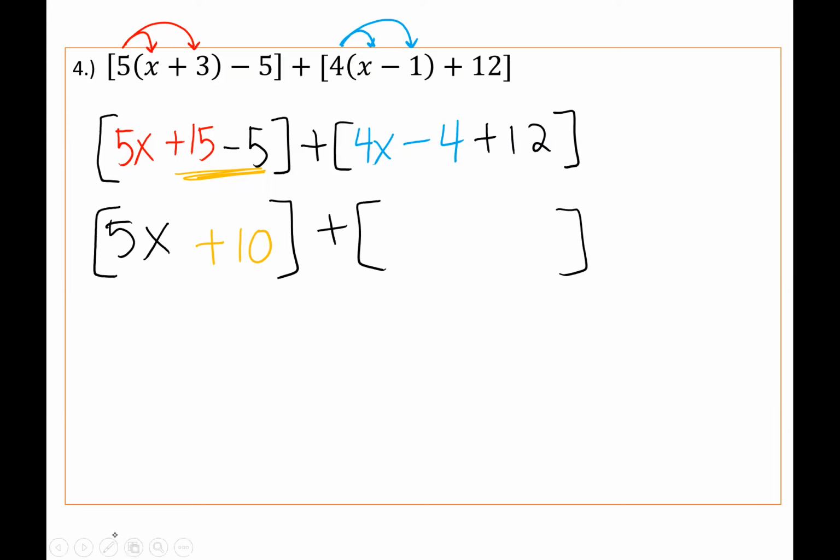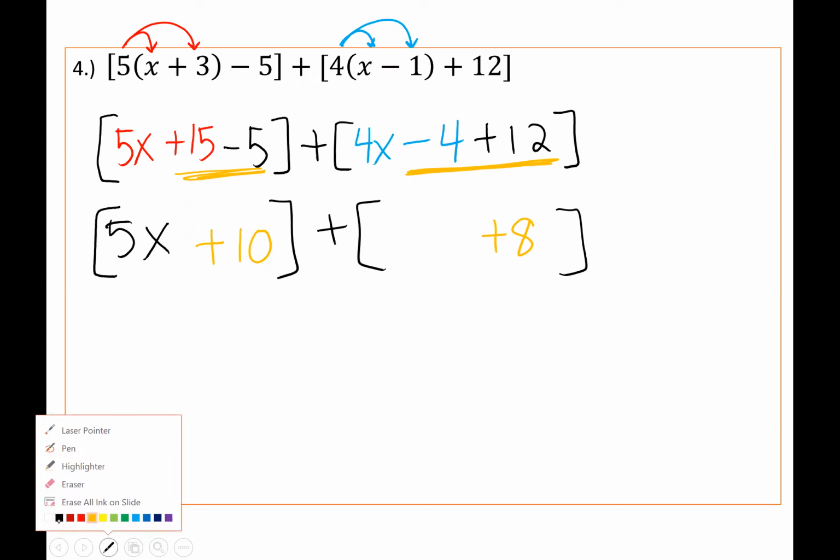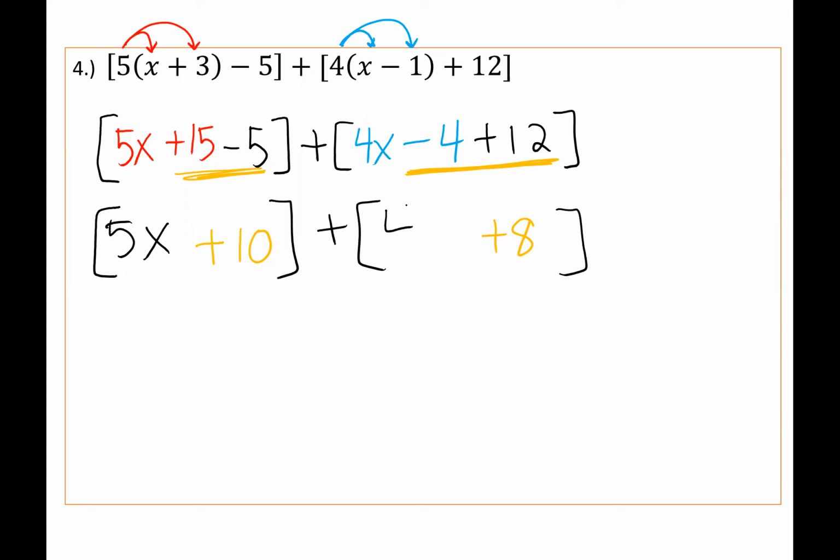Let's do something similar in our second set of grouping symbols over here. So 4x minus 4 plus 12. This time it's the minus 4 plus 12 that we can combine. Negative 4 plus 12 we'll subtract because the signs are different. 12 minus 4 is 8. Keep the sign of the bigger number. This is positive 8. So I'll write plus 8. And coming right before it was 4x. So here's what we have so far. Square brackets, 5x plus 10, close square brackets, plus new square brackets, 4x plus 8, close square brackets.